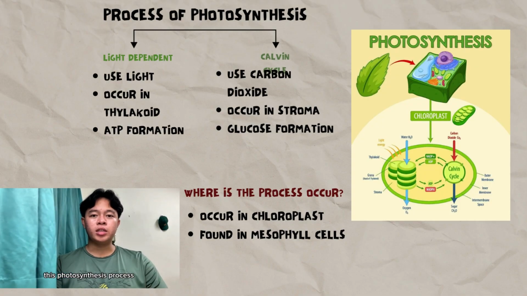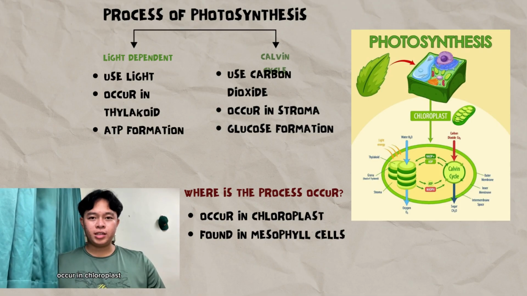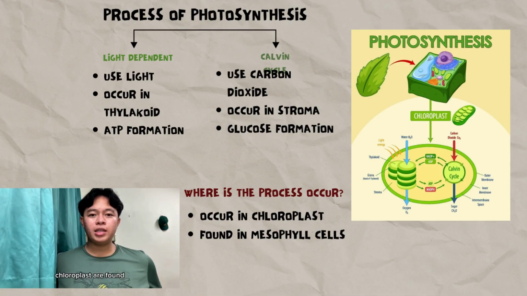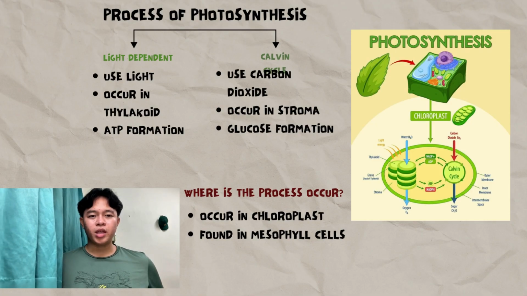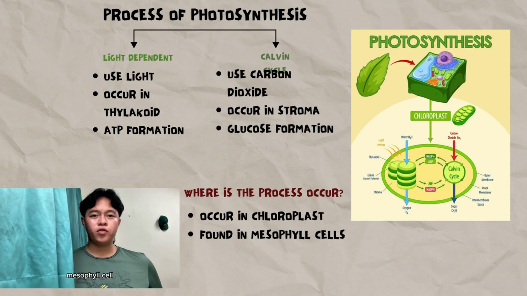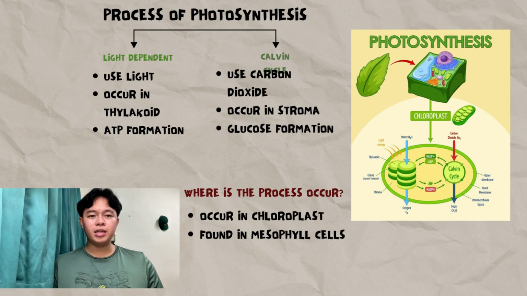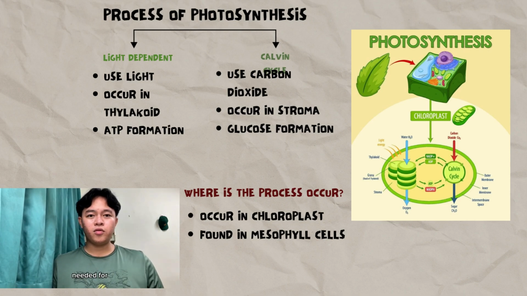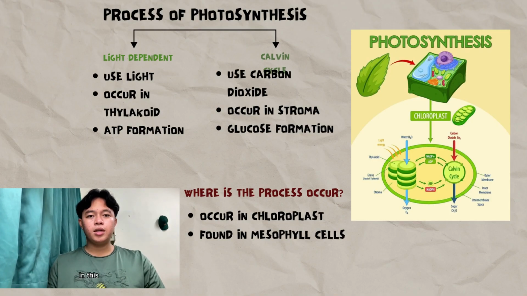This photosynthesis process occurs in chloroplasts. Chloroplasts are found mostly in the leaf, especially in the mesophyll cell. Inside the chloroplast, chlorophyll absorbs the sunlight because the energy is needed for the photosynthesis process.